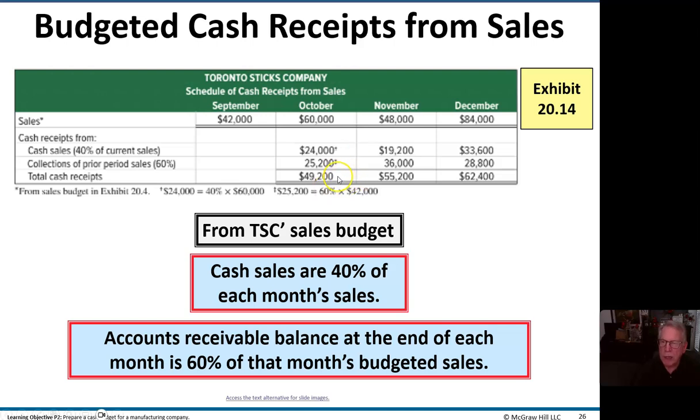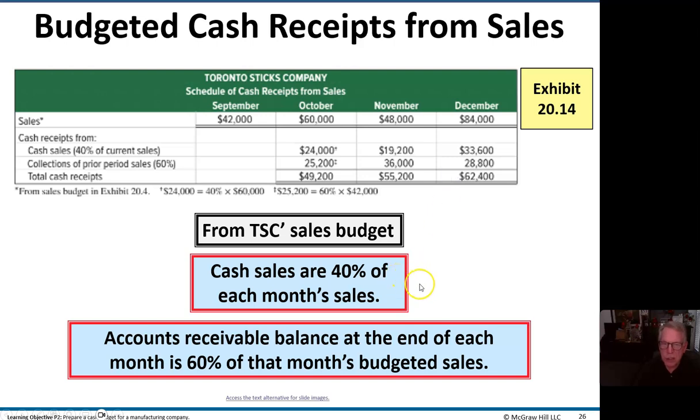But I also need to collect from the prior month. So I'm going to get 60% of September's sales dollars here. And that gives me a total of $49,200. I do that same calculation for the remaining months of the quarter. And I now can forecast my total cash receipts for the quarter that way.